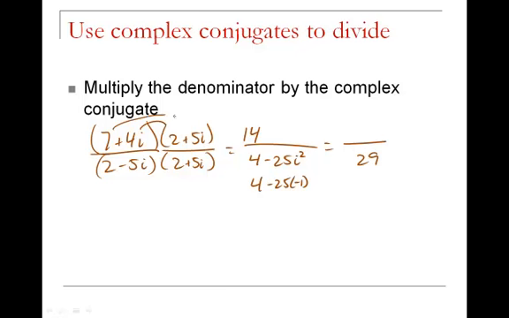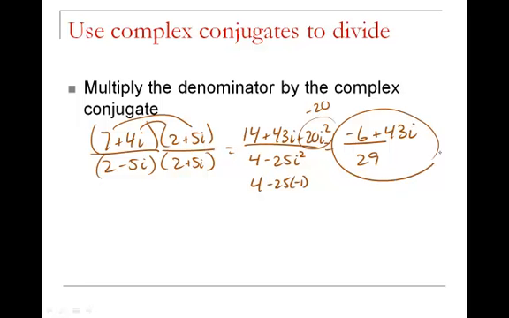14 outside and inside is 35i plus 8i. That's 43i. And then 20i squared. Again, this becomes negative 20. So I get negative 6 plus 43i. And that is the answer to this original division problem. Now I do want to put this back into the standard form for a complex value, so I'm going to write it as negative 6/29 plus 43/29 i. And that's how we do division.